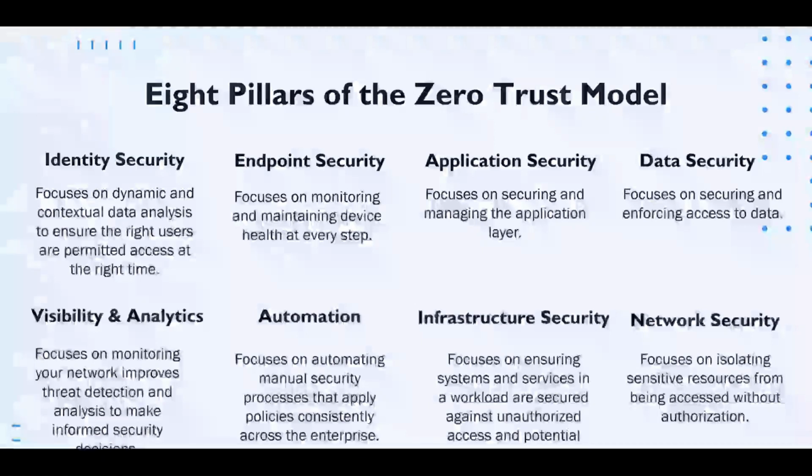A zero trust model cares about who you are and what you should have access to, not about where you're logging from, not about what IP address you have, not about what application you're trying to access from what. It cares about who you are. So it focuses on dynamic and contextual data analysis to ensure the right users are permitted to access at the right time.